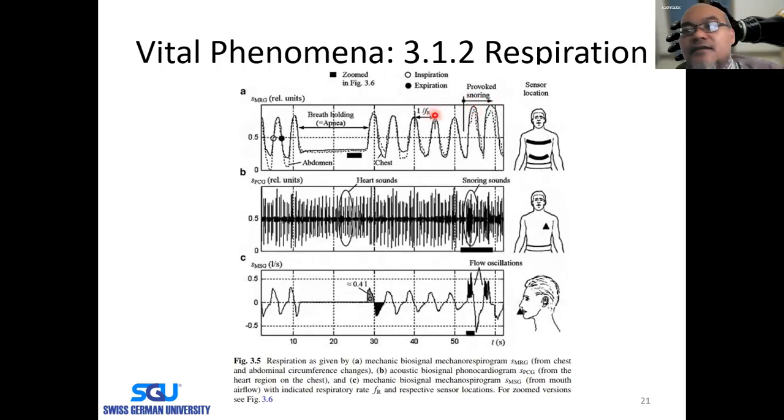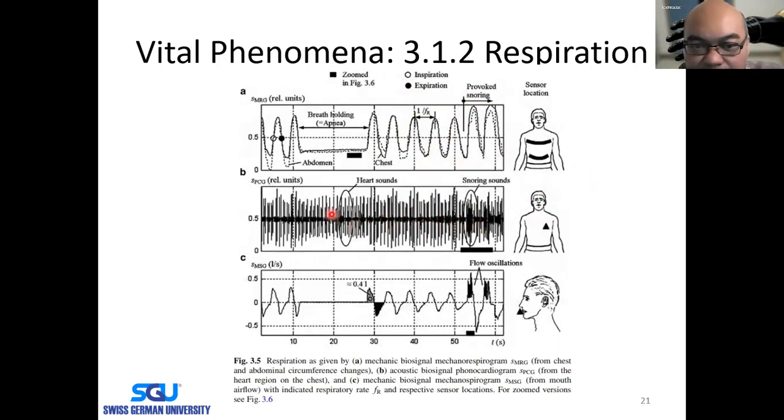So the FR, the respiratory rate, can be derived from the distance between two peaks of the inspiration, or between two valleys of the expiration. And the inverse of that will be the FR. It can also be derived from the PCG, the acoustical phonocardiogram signal, but of course, sometimes they are noisy because the sound from the heart is mixed with the sound from the lung.